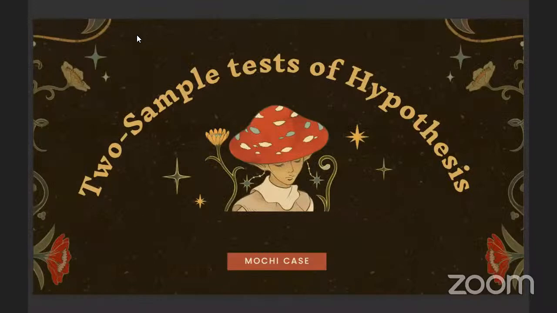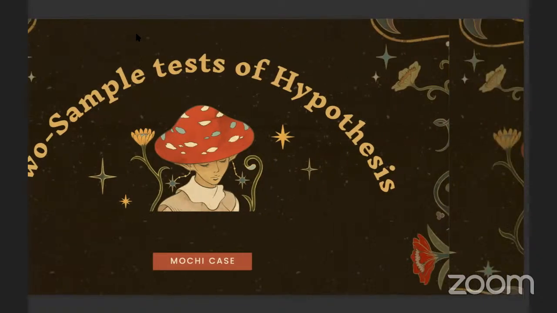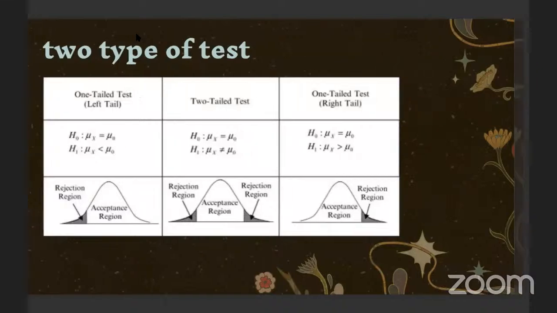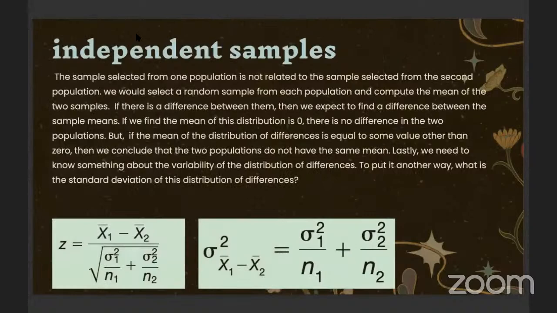Okay, so hello everyone. Today I'm going to present the two-sample test of hypothesis. In this case it is mochi. There are two types of tests, which are the one-tail test and the two-tail test. The one-tail test contains the left tail and also the right tail. We can see the difference: the one-tail test has only one rejection region, while the two-tail test has two rejection regions, on the left and right side.